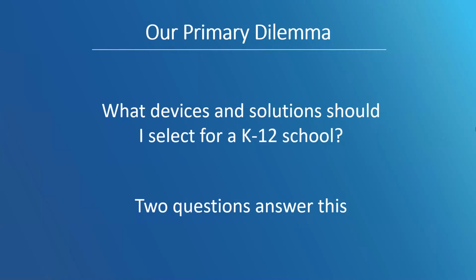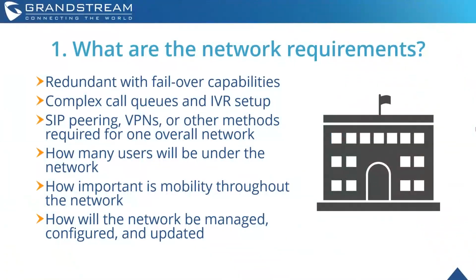The first one is a pretty normal question that we always ask ourselves when it comes to going through any installment, making any kind of network. What are the network requirements, of course? For schools, typically they really require to be redundant and have failover capabilities. So they need to be able to easily pick up any type of network outages and route over to a new IPBBX, for example, to continue to function easily, without any kind of hiccup in the network.